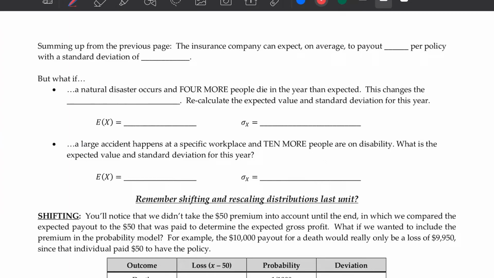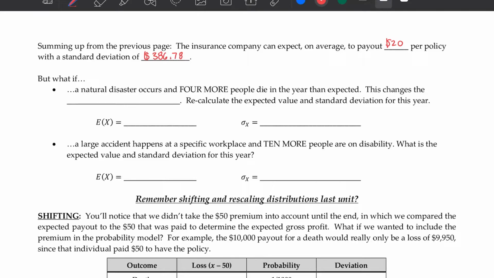All right, so now that you know how to use the calculator, let's summarize what we have discovered here for this single example. So basically, the insurance company can expect on average to pay out $20 with a standard deviation of about $386.78. That's a pretty big standard deviation. You notice that just moving one standard deviation to the left of the $20 is in the negatives. That's not good.